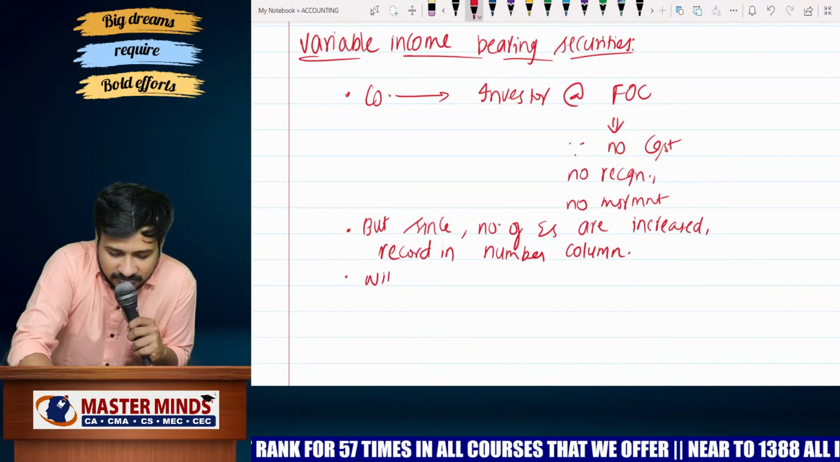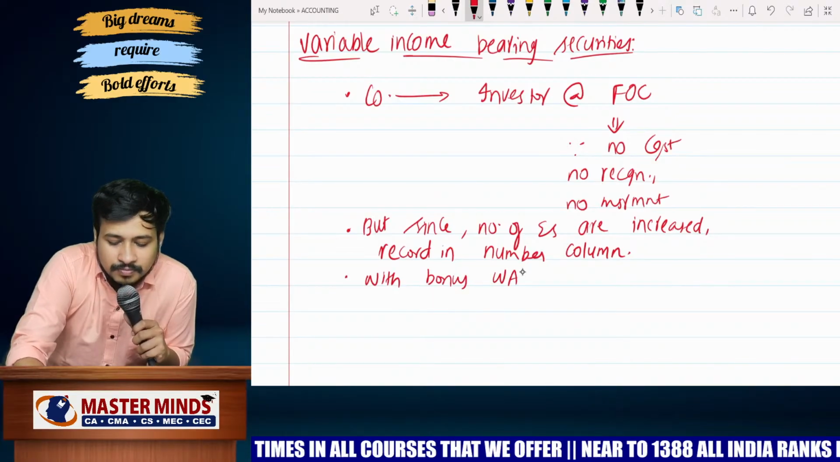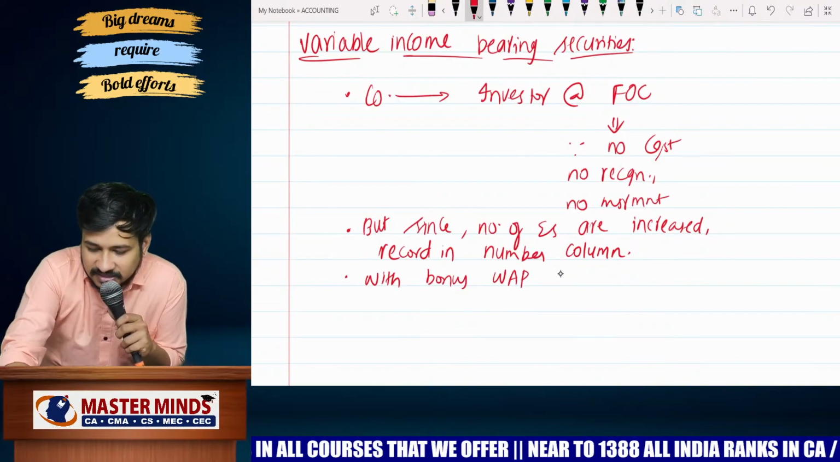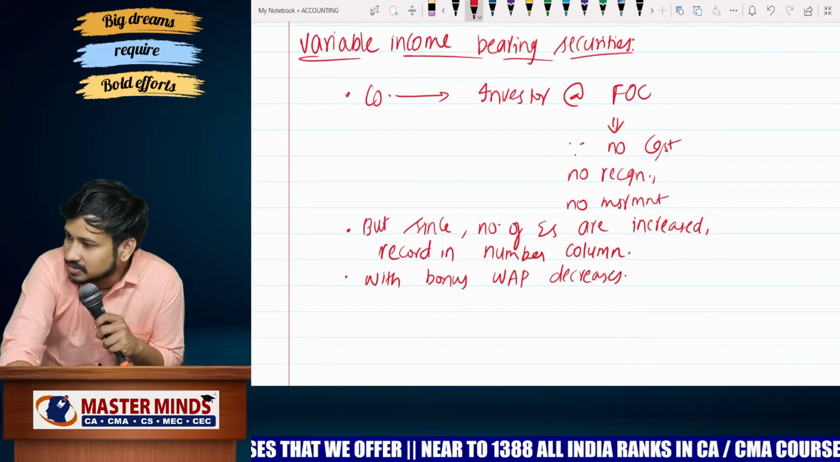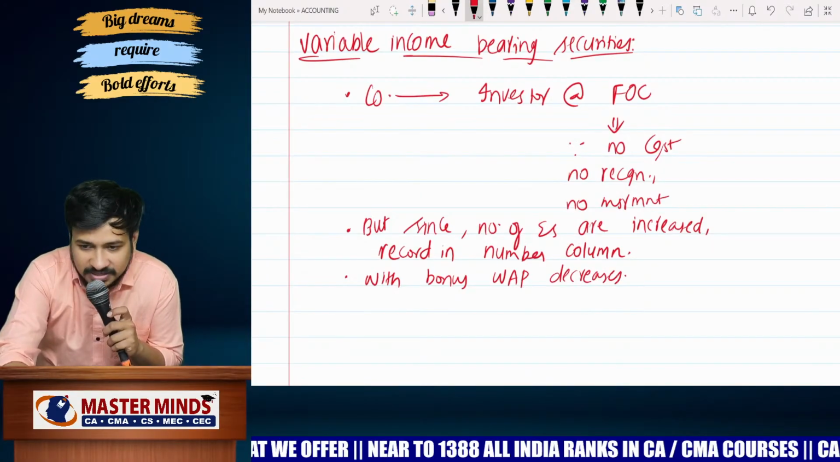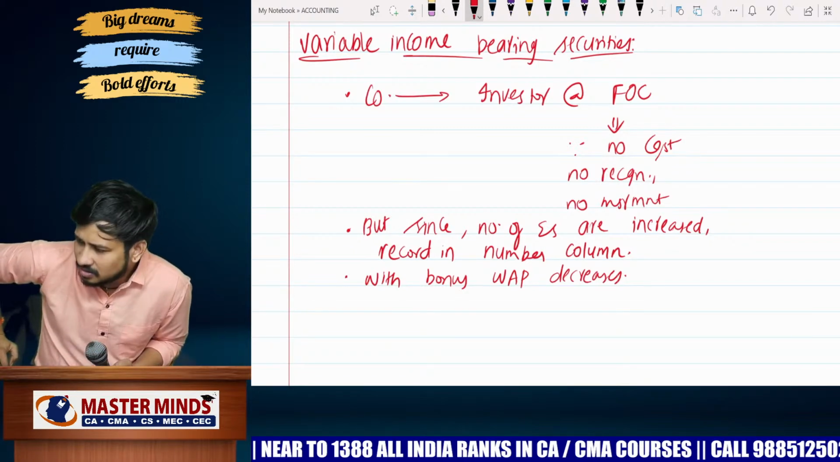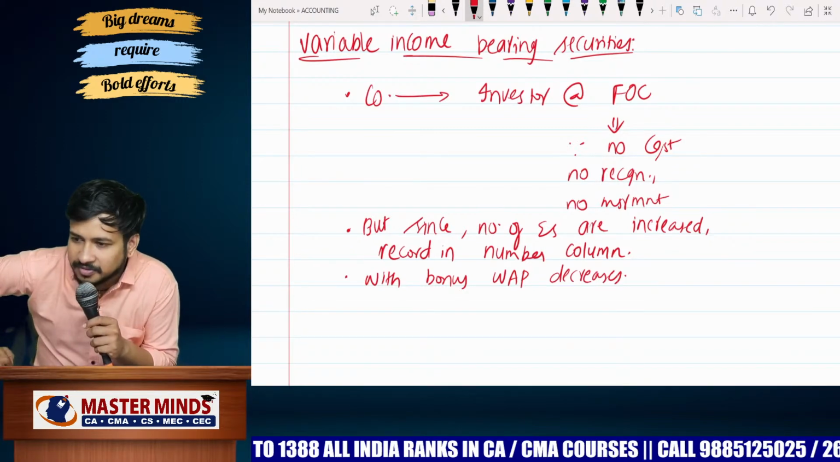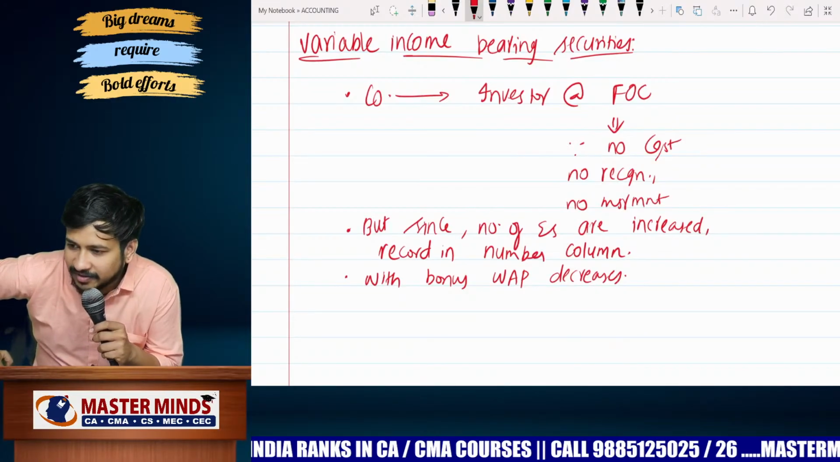With bonus, the weighted average price decreases, right? Take care. Cost will be the same, the number of shares will increase, and hence automatically the weighted average price decreases.